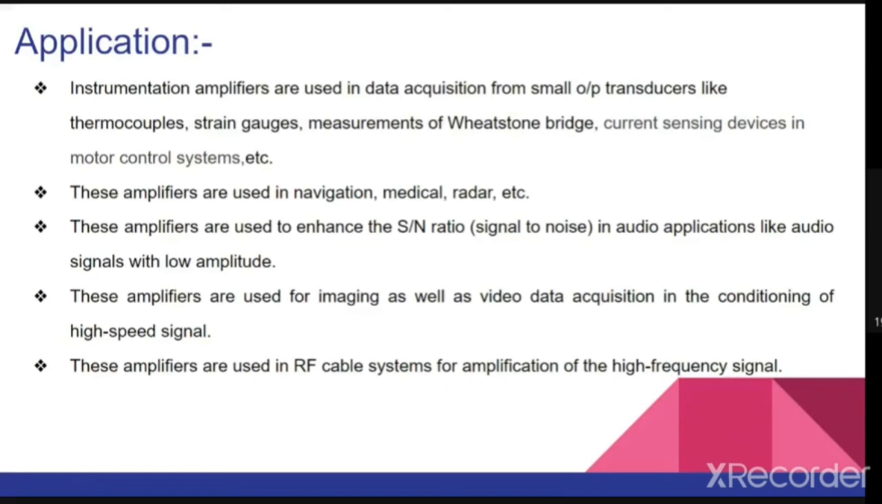These amplifiers are used to enhance the signal-to-noise ratio in audio applications like audio signals with low amplitude. These amplifiers are used for imaging as well as video data acquisition in the conditioning of high-speed signals. These amplifiers are used in RF cable systems for application of high-frequency signals.